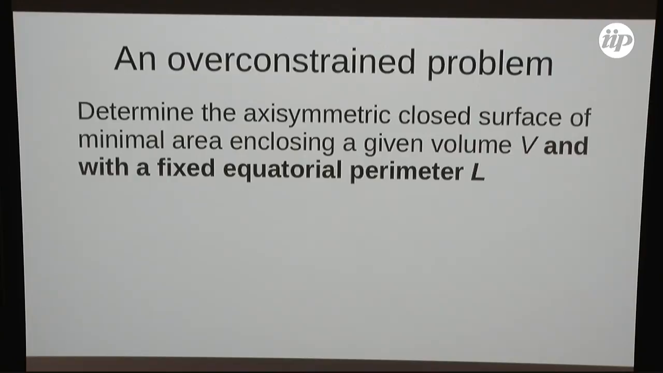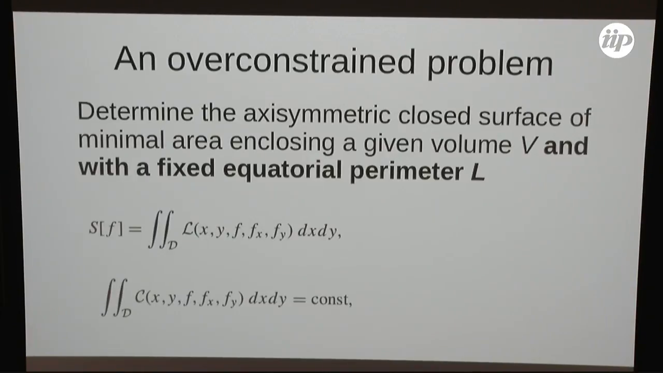Since we are working with axisymmetric surfaces, I will take advantage of this geometrical property. I will introduce cylindrical coordinates and consider this surface a surface of revolution. So this is standard material. So we have the area functional to be minimized. This is the constant volume, and the equatorial perimeter is only a point in cylindrical coordinates, so it's only to fix the point, that's the external point of the surface.